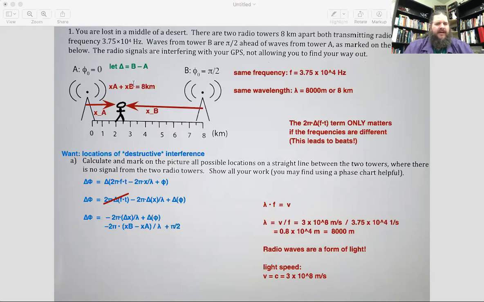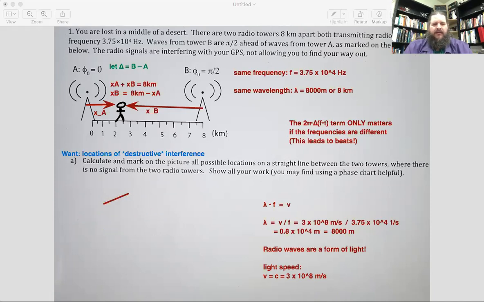So for XB and XA, if we know XA plus XB has to equal 8 kilometers, what would you get if you isolated, let's say, XB here? Eight minus XA. Yeah, 8 kilometers minus XA. So we can reduce this, even though we've got two unknowns, the distance from tower A to your location and the distance from tower B to your location. We can combine those using this fact that they have to add up to 8. Everywhere we see XB, we can replace it with 8 kilometers minus XA.